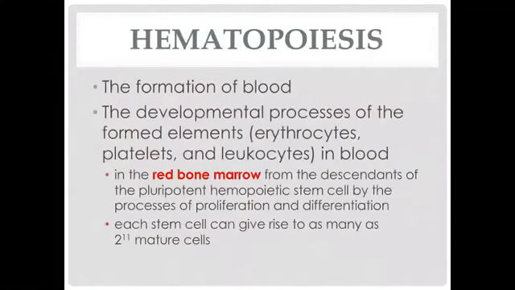Hematopoiesis is defined as the formation of blood components such as red blood cells, white blood cells, and also platelets. Red blood cells are also known as erythrocytes, and white blood cells are also known as leukocytes. Whereas for platelets, these are called thrombocytes. The primary site of hematopoiesis is in the red bone marrow, in which it is found between the trabeculae of the spongy bone tissue.